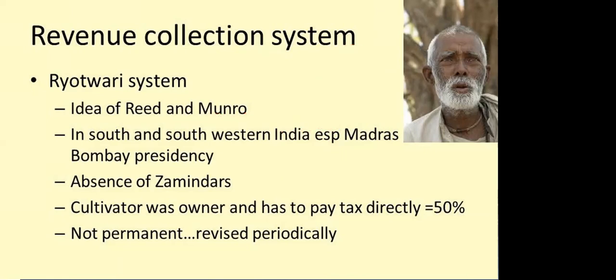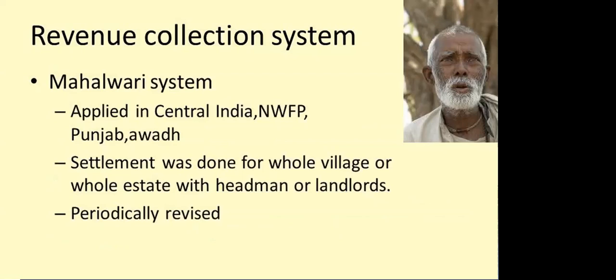The next system is the Mahalwari system. This Mahalwari system was introduced from the year 1833 onwards, mostly in North India, Central India and certain parts of Northwestern India. It was mainly introduced in the fertile doab regions of Punjab, the central provinces, and certain parts of the northwestern province. It was also applied in the United Provinces, especially in the Awadh region.